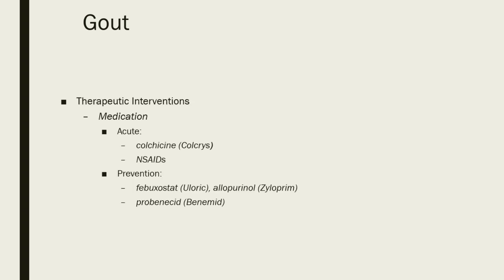Therapeutic interventions. During the acute phases, you would take medications like colchicine as well as NSAIDs. In chronic gout or gout prevention, you would include febuxostat, allopurinol, or probenecid.